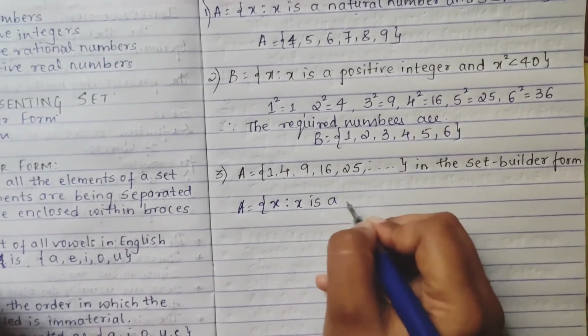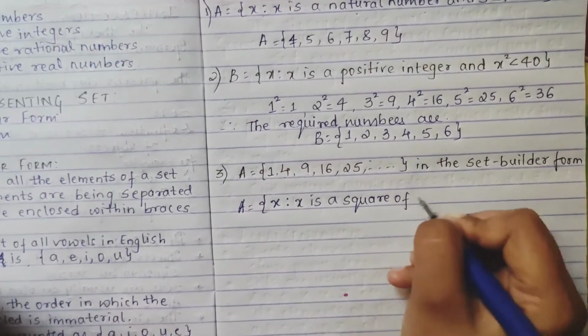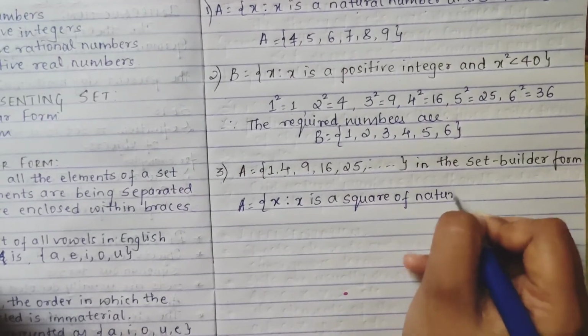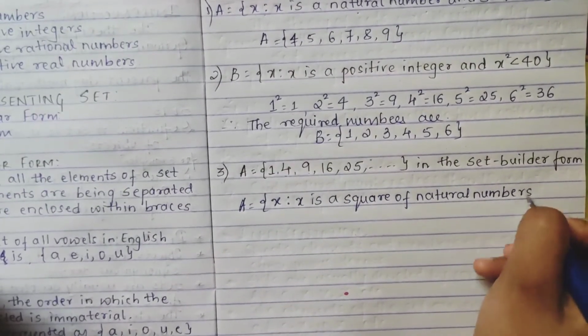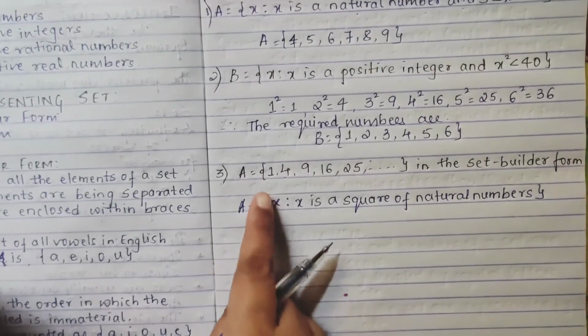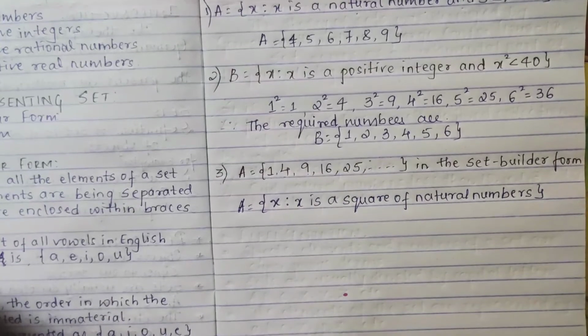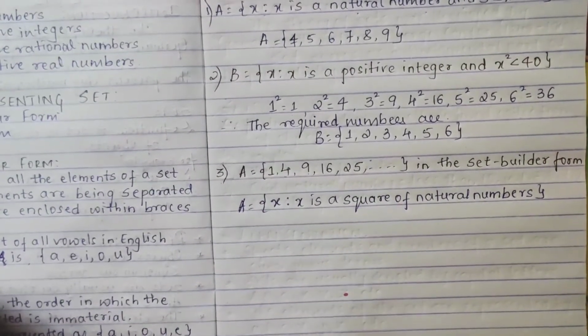square, it is square only, right? X is a square of natural numbers. This is very important, writing natural numbers. Why? Because it is 1, 4, 9, 16, they are all natural numbers, right? So you are giving a hint. So this is how you write.